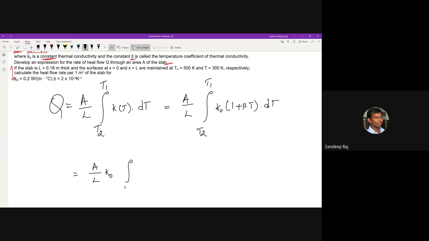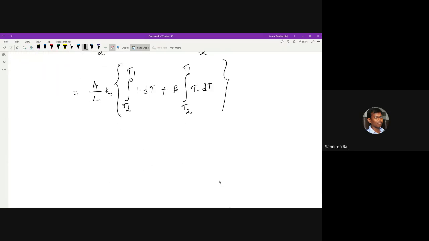And when I take the integration T2 to T1, our first expression is 1 into dt, plus beta is also a constant, so I can put beta also outside of the integration, into T2 to T1 T dt. So this is how my integration will be like, and if I further take the integration into it, A by L into K naught into integral dt is T. Now I am applying the upper limit and lower limit into it, plus beta into integral T dt is T square by 2. So here I have to apply my upper limit, then the lower limit.